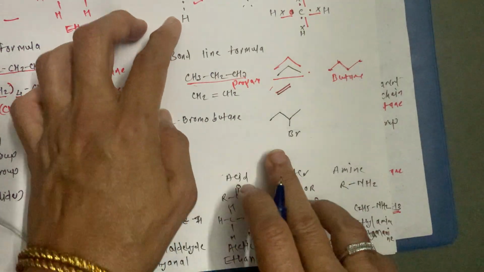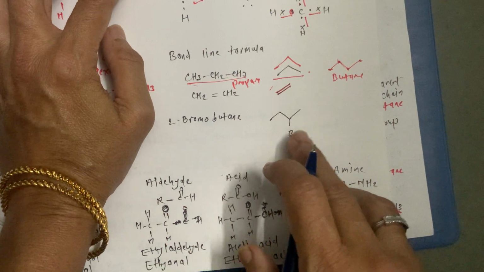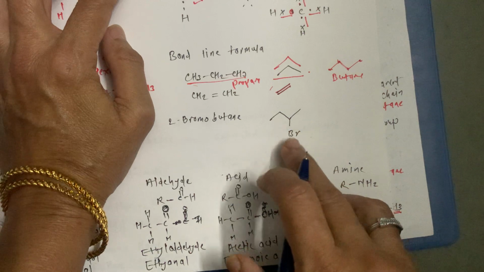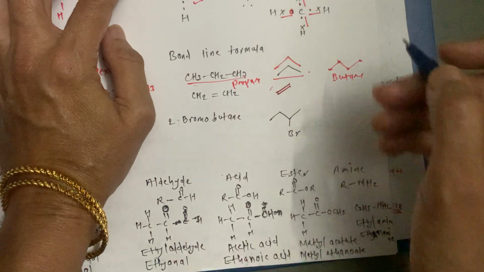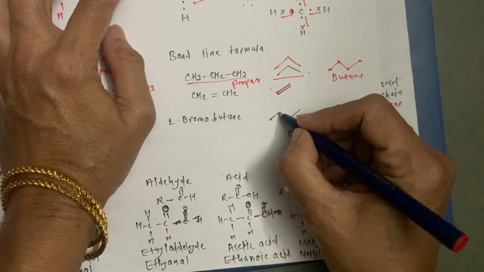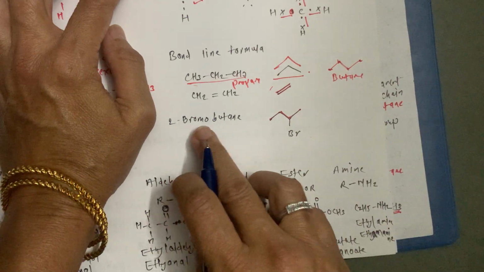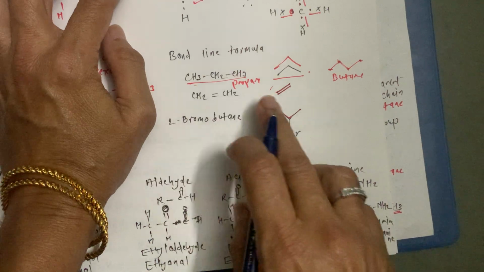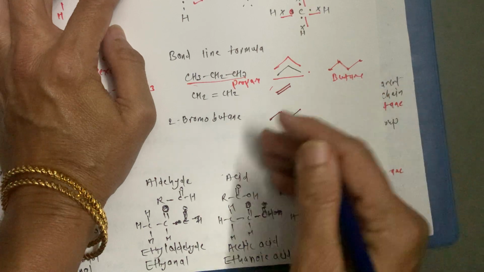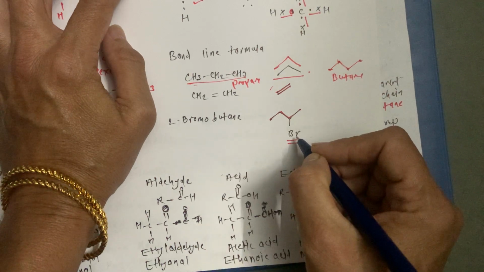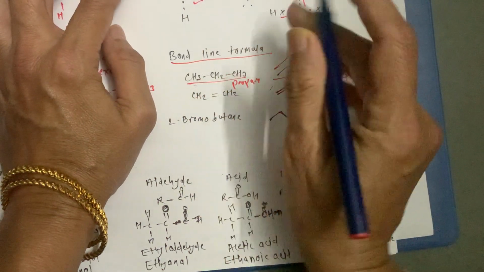Okay, then if there is a functional group like bromine, we cannot avoid this bromine. We should write bromine over here. That is the Br, and this is butane, means this is our 1, 2, 3, 4 butane, and here the bromine is attached. So this is our bromobutane. We have to mention this bromine. We cannot take out this bromine. Okay, this is our bond line formula.